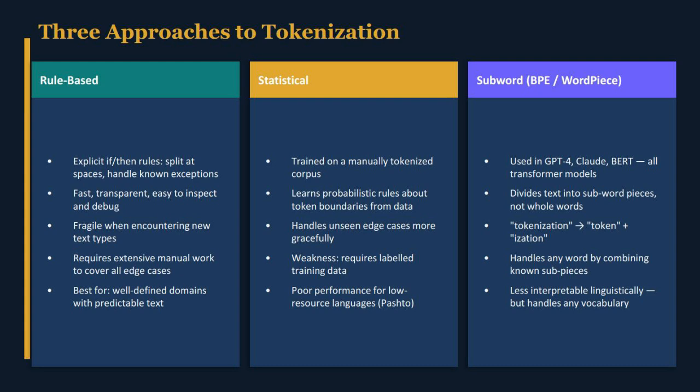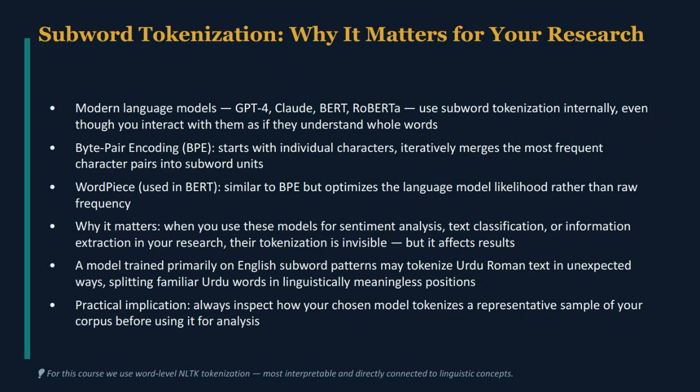The third approach, subword tokenization. Modern large language models, including ChatGPT, Claude, Gemini, and other similar systems, use a different approach entirely. Instead of dividing text into whole words, they divide the text into subword units. The word tokenization might be divided into token and ization. This approach means the model can handle any word, including words it has never seen before, by combining known subword pieces. The most widely used methods are byte pair encoding (BPE) and WordPiece.